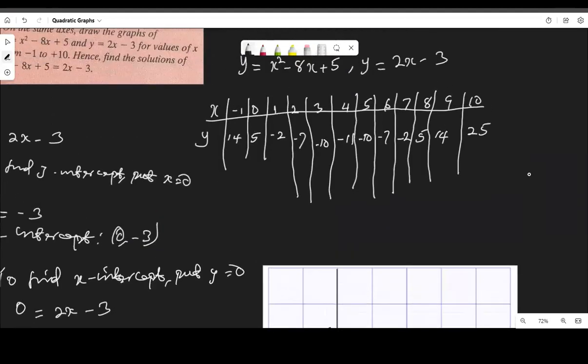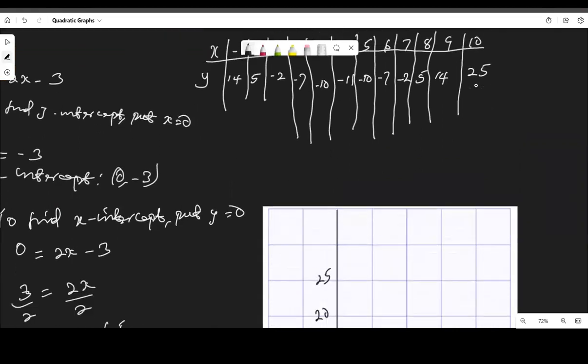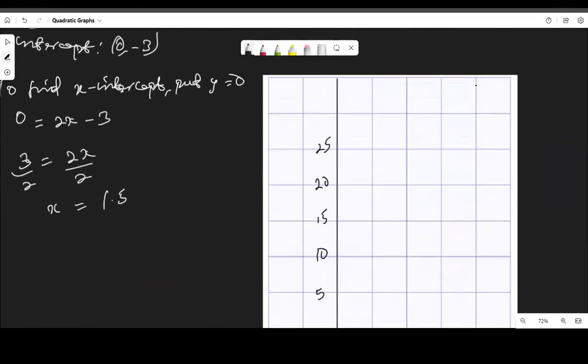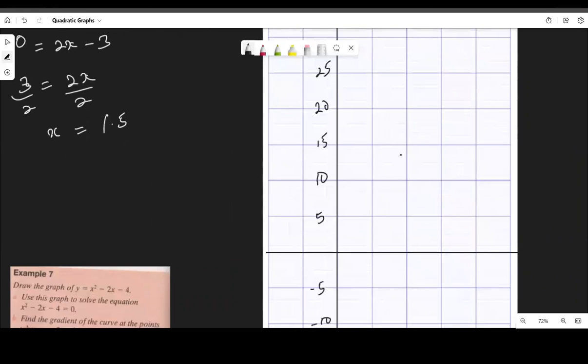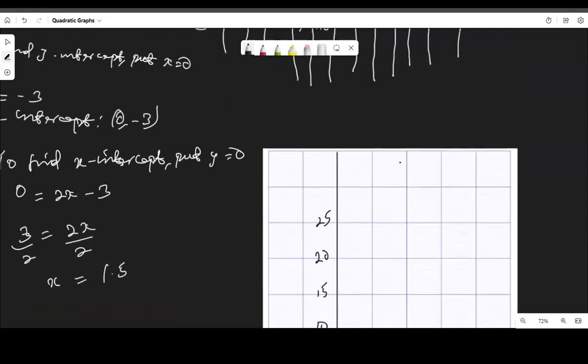For the x-axis, I have from negative 1 to 10. Let's see if we can use 2 centimeters to 2 units. If I'm using 2 centimeters to 2 units, here will be 2, 4, 6, 8, and 10. That is enough. This will be negative 2 and negative 4. And let's put in the values.